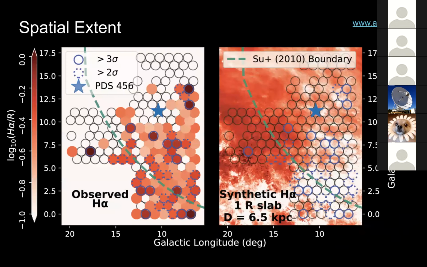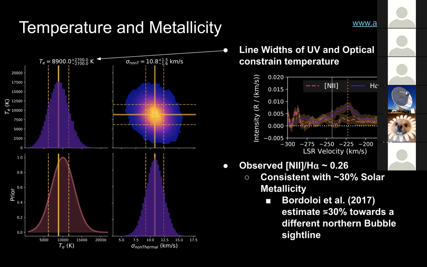We're estimating our temperatures just by using all of the line widths of both the UV and the optical lines that we have, and combining those to decompose it into a thermal and non-thermal line width.